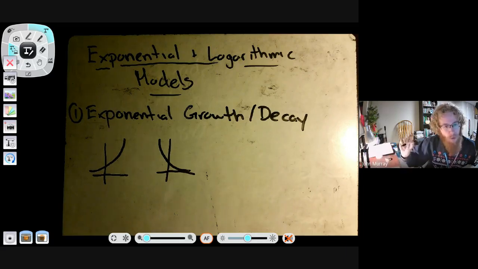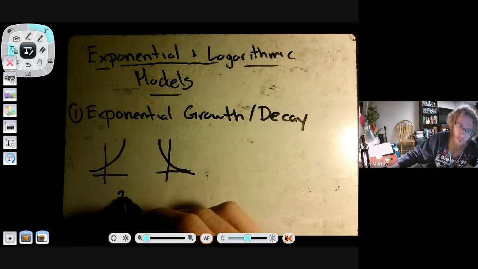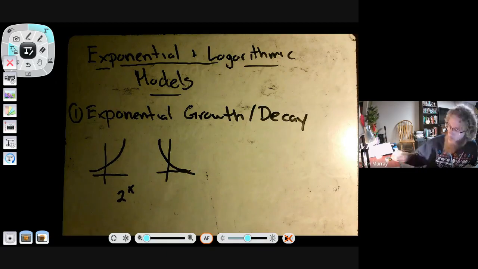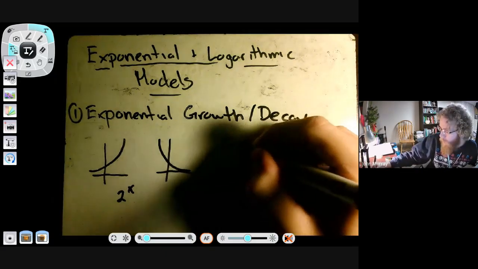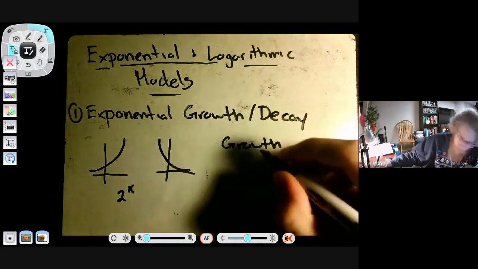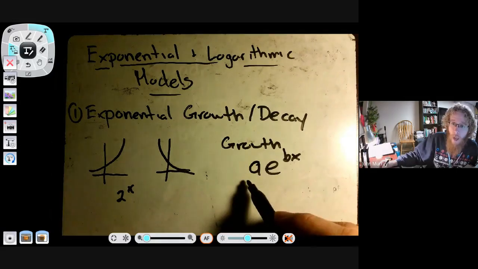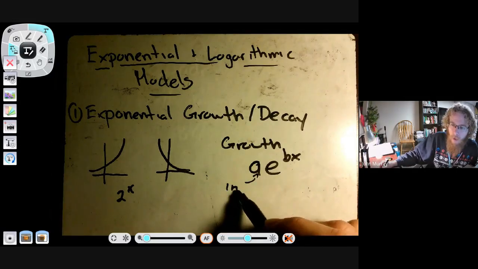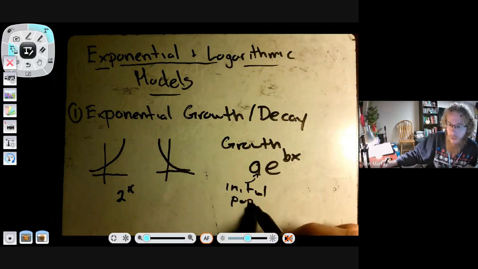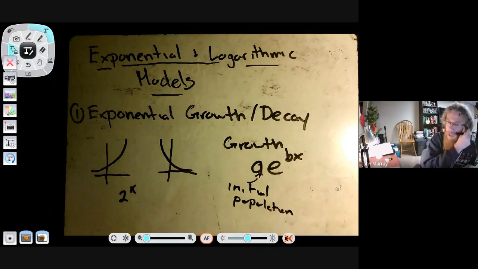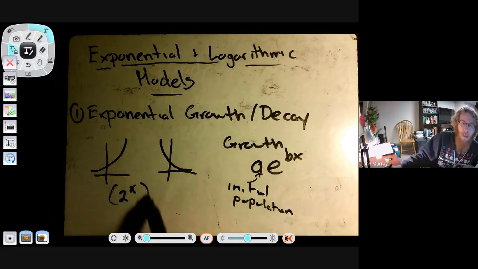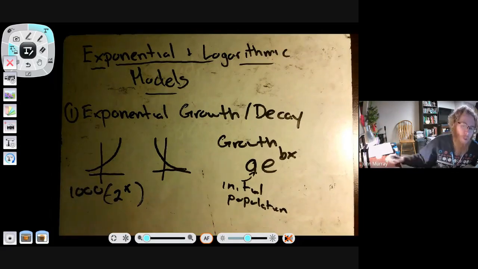When cells split, right? You know, you have one cell, it splits to two. Those two cells split to four. Okay, that's exponential growth. That would be something like 2 to the x. Most exponential growth formulas have the form a e to the bx. Okay, a here is what we call our initial population.